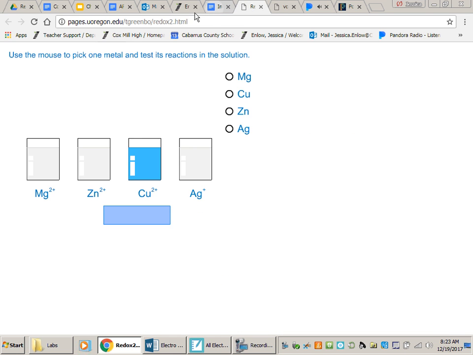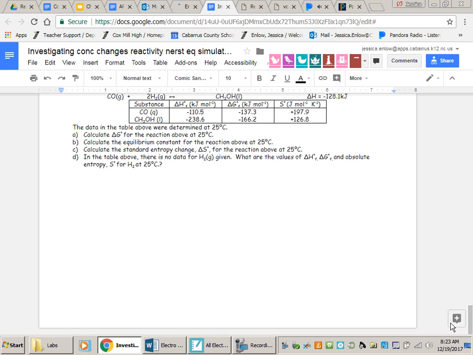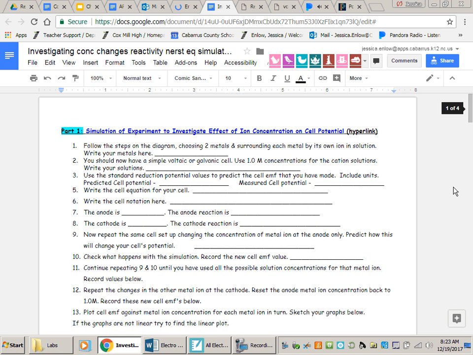So we're going to get started on probably one section for now. We'll do the rest of it tomorrow. So right here under day 2, we'll review our homework tomorrow, but activity simulation, concentration cells, metal activity series, etc. When you click there, you pull up a Google Doc, and there's part 1 through infinity.